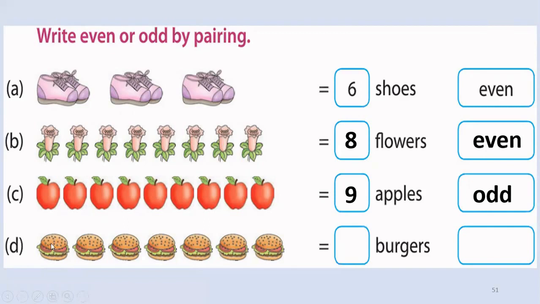It is a picture of burgers. Let's count them. 1, 2, 3, 4, 5, 6 and 7. Again, let's see how many pairs we can make. 1, 2 and 3. Only 3 pairs we can form and 1 burger will be left. So let's write the total number of burgers. It is 7. So 7 is an odd number.